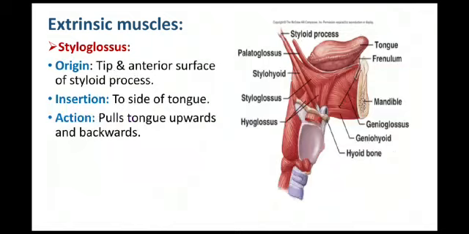Styloglossus. It originates from the tip and anterior surface of styloid process. It is inserted to the side of the tongue. It pulls the tongue upwards and backwards.